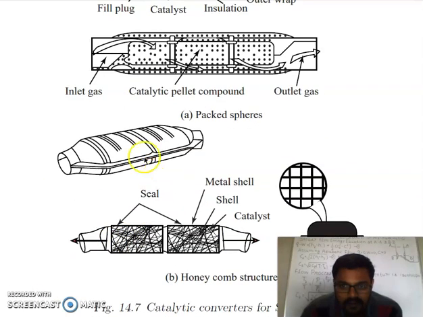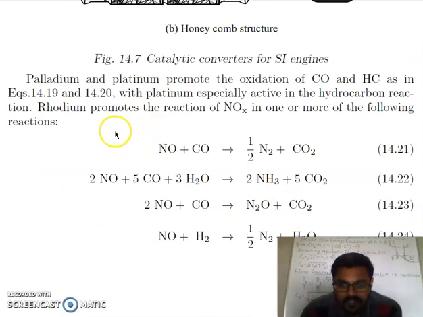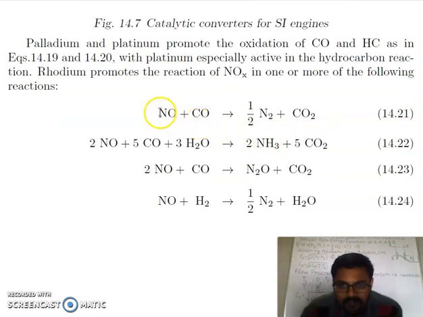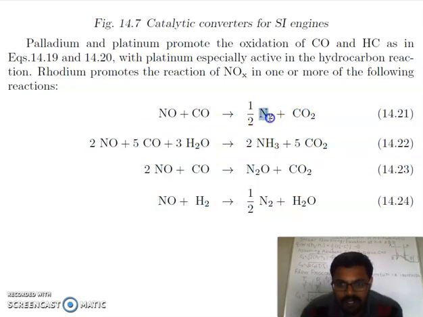This contains catalyst, and the catalysts are palladium and platinum, which promote the oxidation of carbon monoxide and hydrocarbons. So mostly these reactions will take place. Rhodium promotes the reaction of NOx. You can see here nitrogen monoxide and carbon monoxide will react to form nitrogen plus CO2. Basically the catalytic converter will provide time and the required conditions for these unburnt and partially oxidized products to form stable and less harmful products. You can see nitrogen monoxide is converted back to nitrogen, and carbon monoxide is converted to CO2.